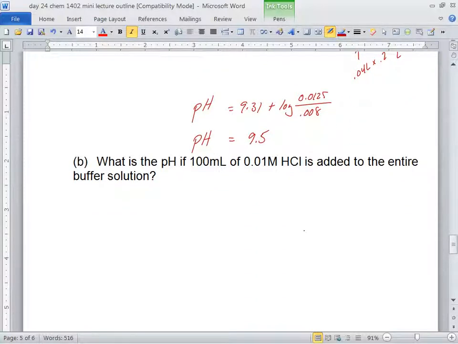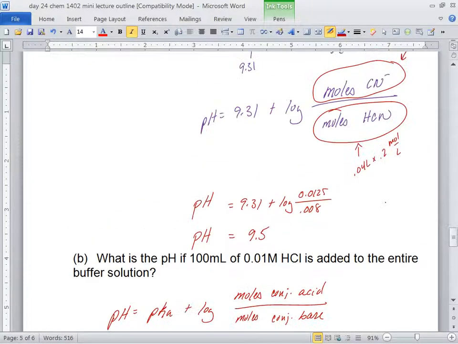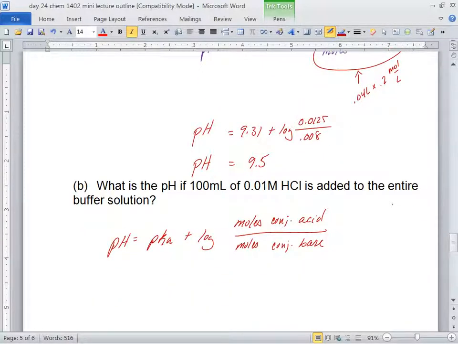It's a buffer problem. So we have to start with the exact same equation. pH equals pKa plus the log of the moles of, what do we say, conjugate acid, all over the moles of conjugate base. So we have the exact same starting point. Or the base over acid. Is it base over acid? Yeah, it's base over acid, shoot.